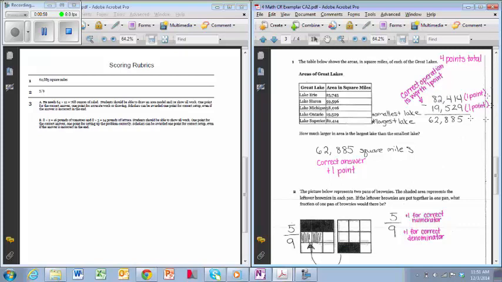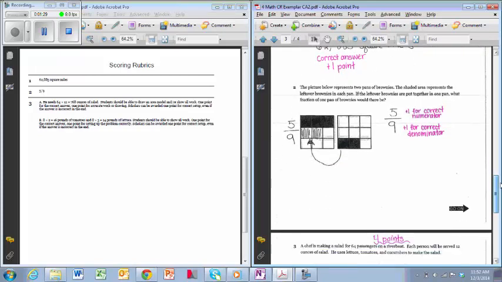For finding the smallest lake, so Lake Ontario, which is 19,529, you'll award 1 more point. For scholars to identify the correct operation, which is subtraction, you'll award 1 point. So that's worth 3 points just to set it up. And then correctly subtracting to get 62,885 is worth the final and 4th points.